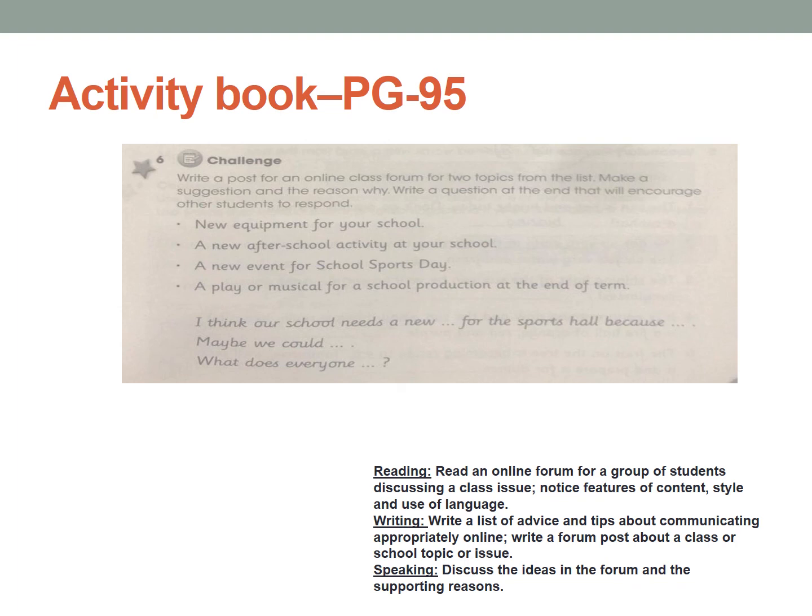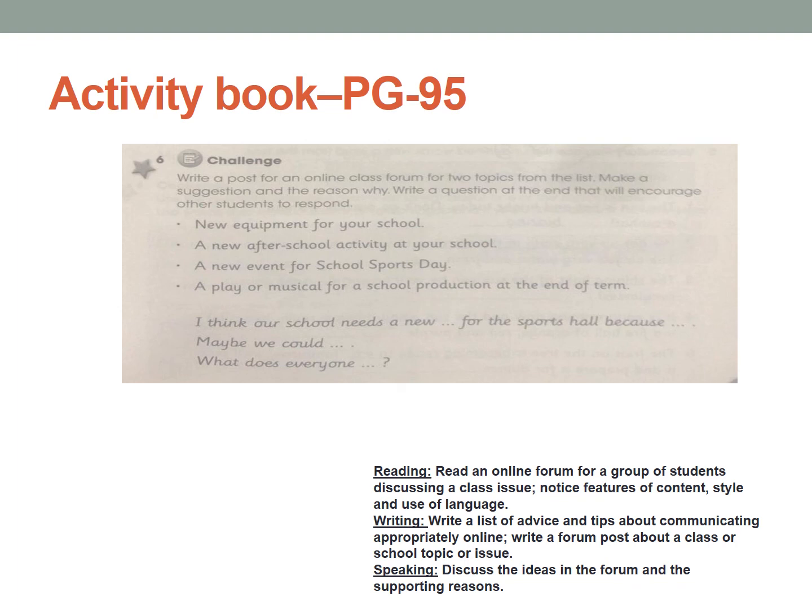Number 1, new equipment for your new school. A new after school activity at your school. A new event for school sports day. A play or a musical for school production at the end of the term. So you need to write down in the copybook an online class forum post for 2 topics. You choose any 2 topics from these 4 and make a suggestion, whatever kind of suggestion you like, and write the reason why you're writing this.